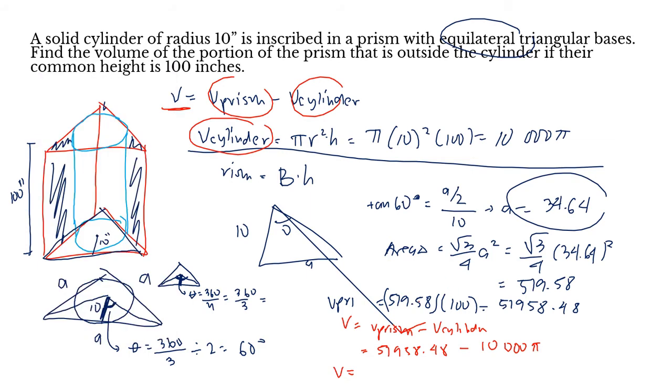20542 inch cube. 20542 inch cube. So, mao na ni ang final answer. Easy lang, no? Basta lang, as long as ang volume sa cylinder, easy lang siya kuhaon, kay given na ang R, given na ang H. Ang volume sa prism lang, class, medyo diri lang mo malisod.